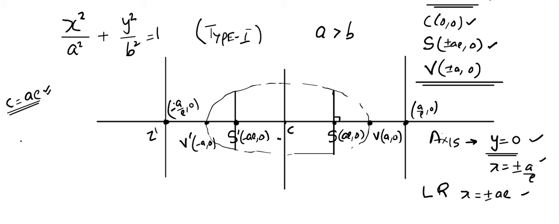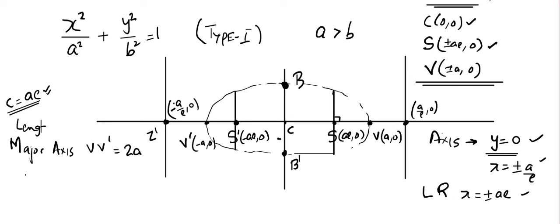And the next thing you should be very clear with is the length. So basically you should know the length of the major axis. Major axis means the distance between V and V dash, and that will be equal to 2a. And can you see this? I'll call it B and B dash.